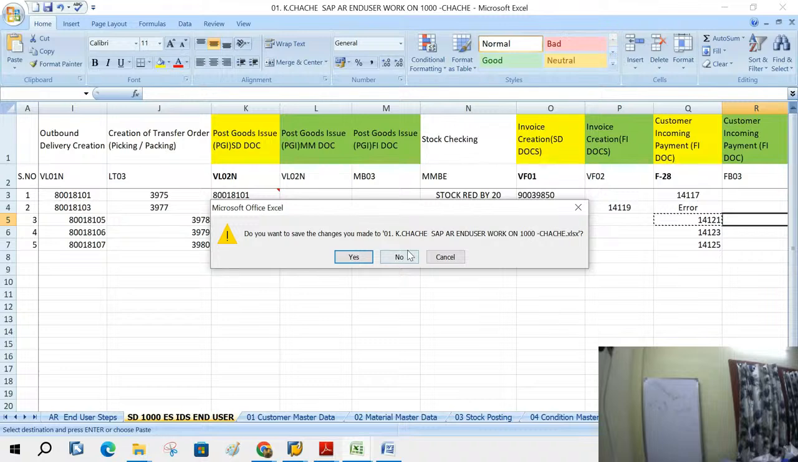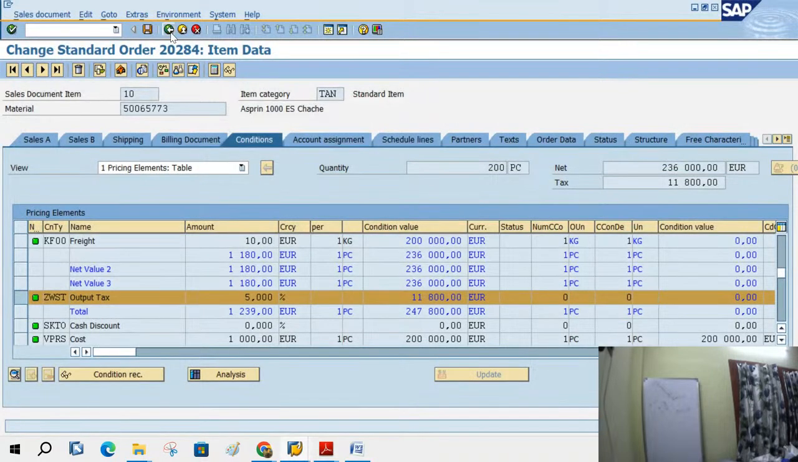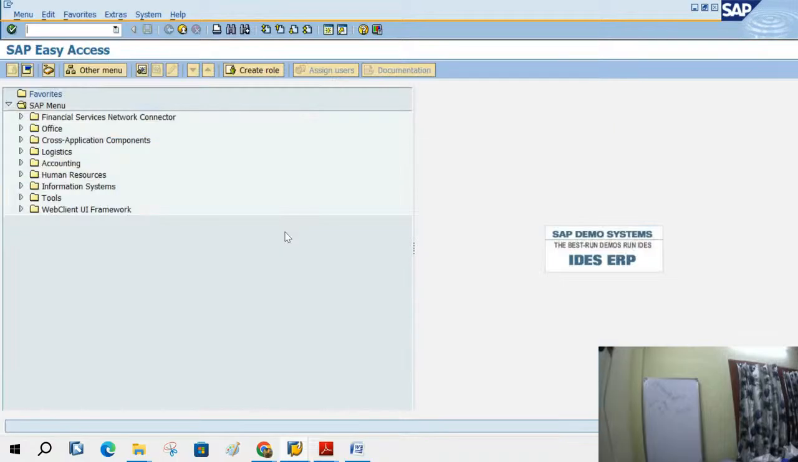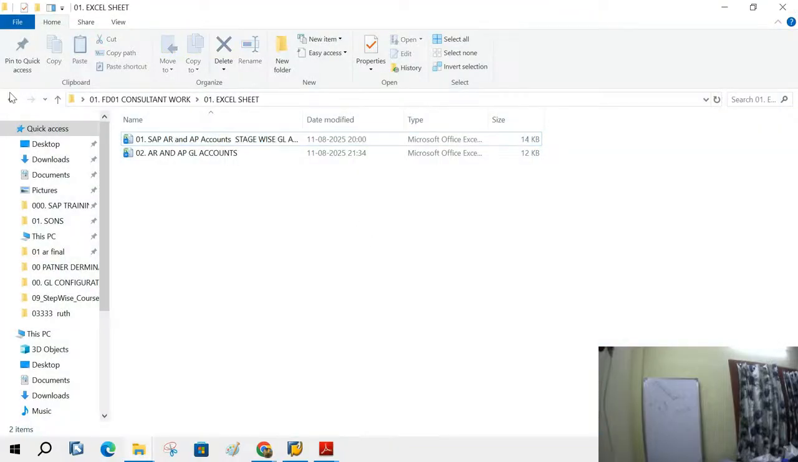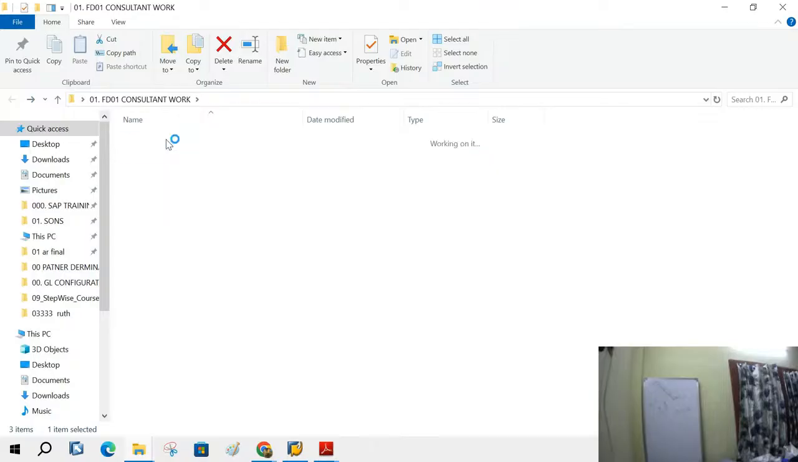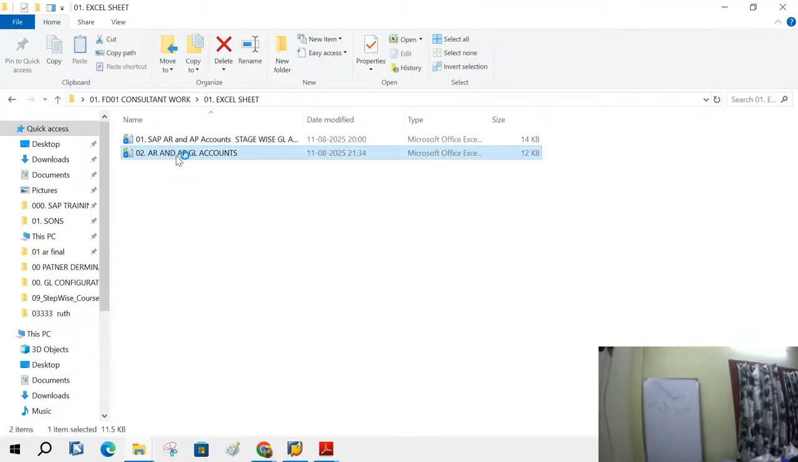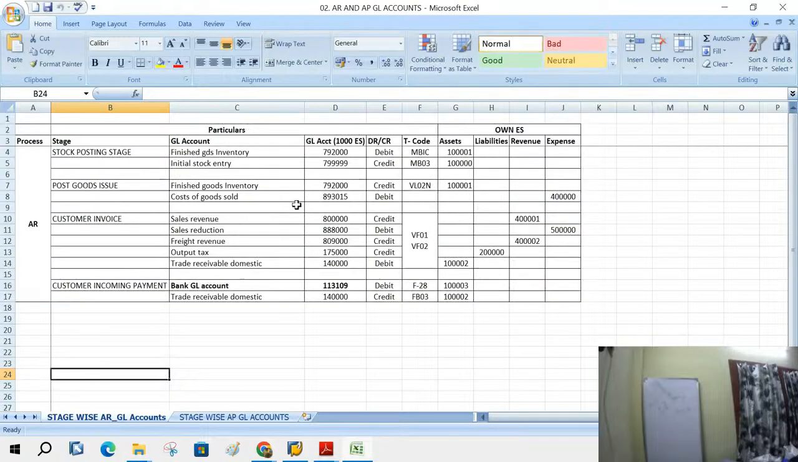Yes or no? So what we have understood is, now Tabitha has to give 9 GL accounts to Chachi. Correct? So this is the understanding of today's class. What we have understood: Tabitha is going to give Chachi 9 GL accounts. Correct? So what are the 9 GL accounts she is going to give? She is going to give this. Correct?